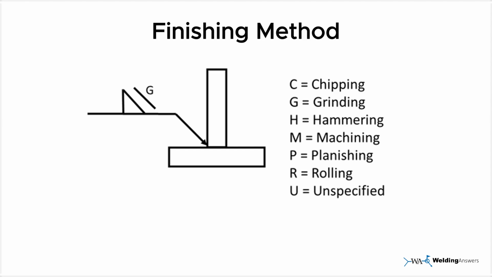However, achieving a perfect contour by welding alone isn't always feasible or practical. In such cases, a specific finishing method can be called out. These methods ensure the weld achieves the specified contour. Common finishing methods include chipping, grinding, hammering, machining, planishing, or rolling.